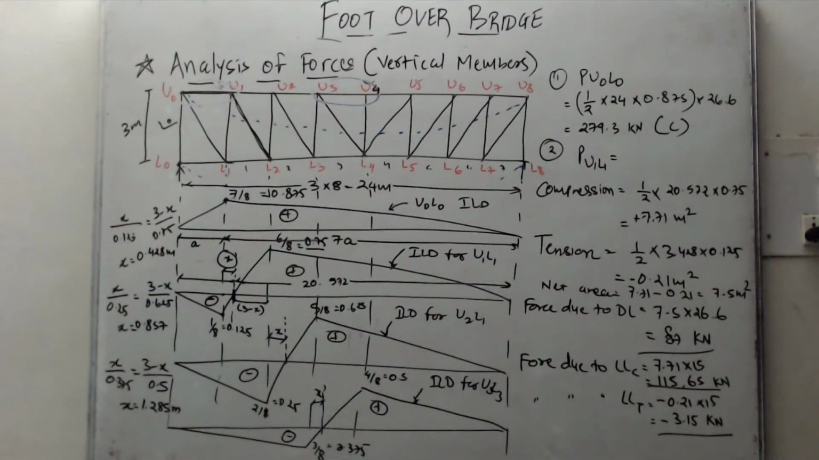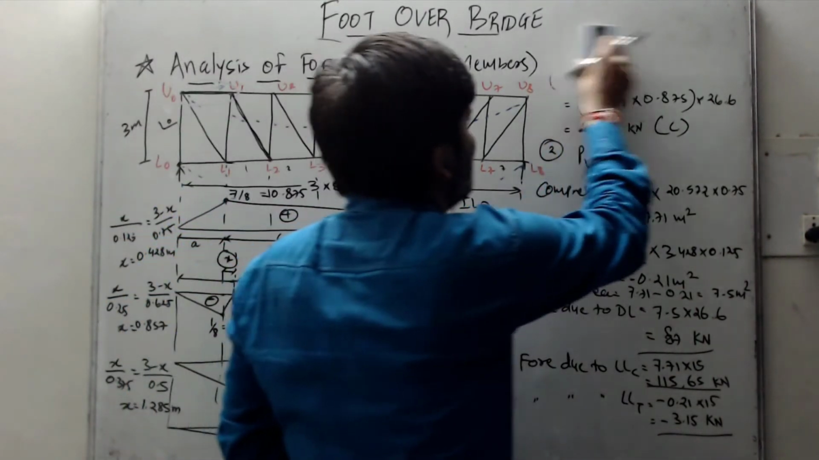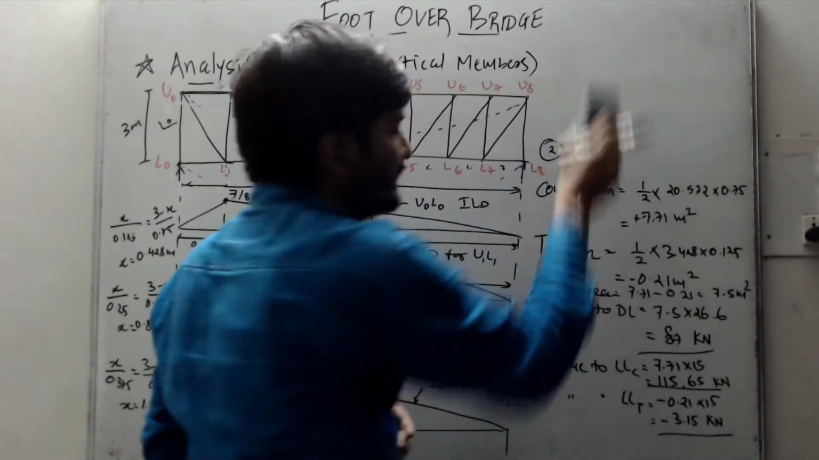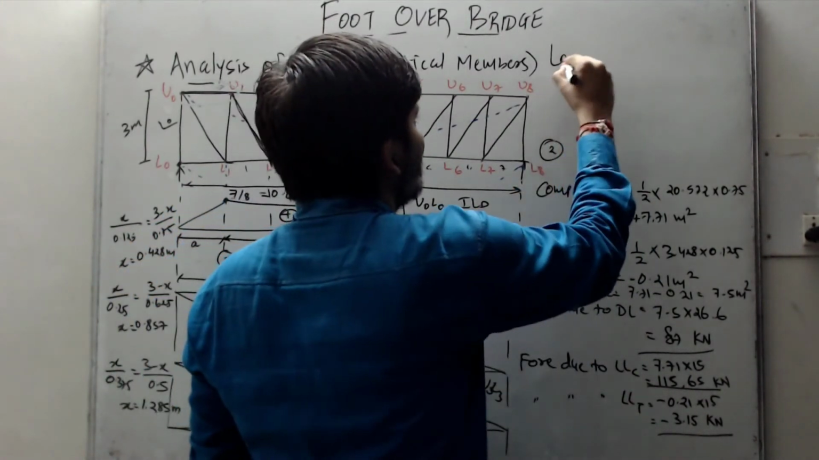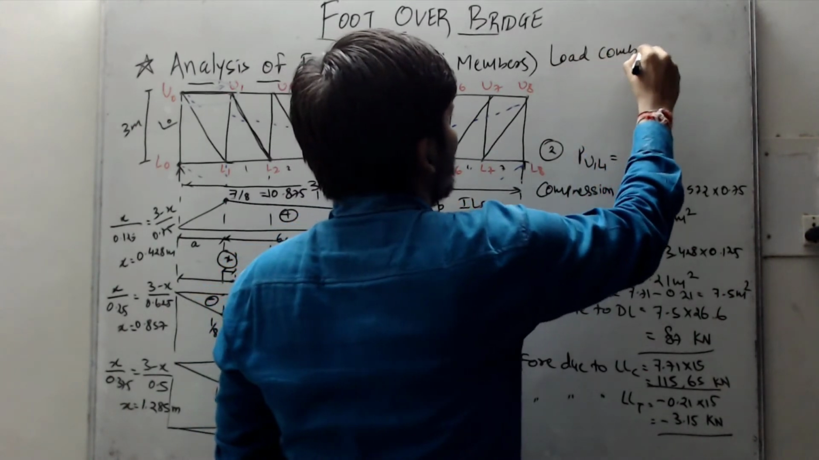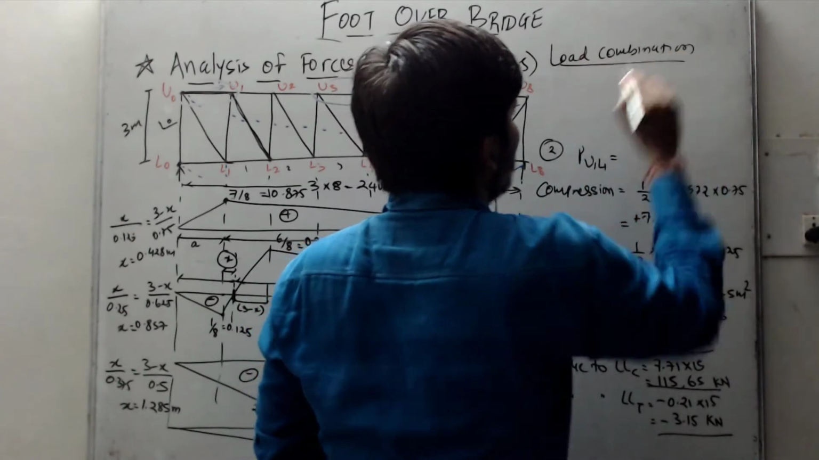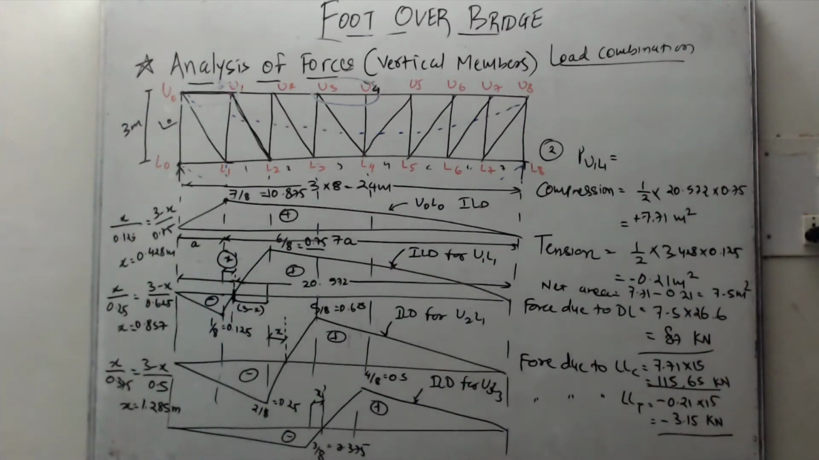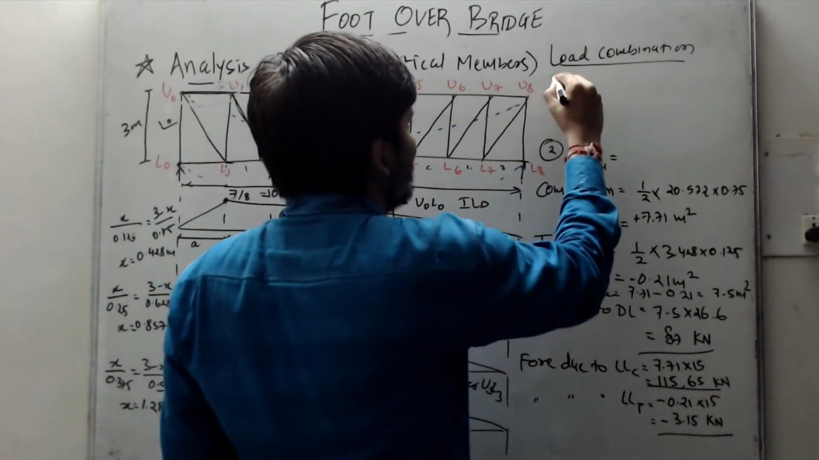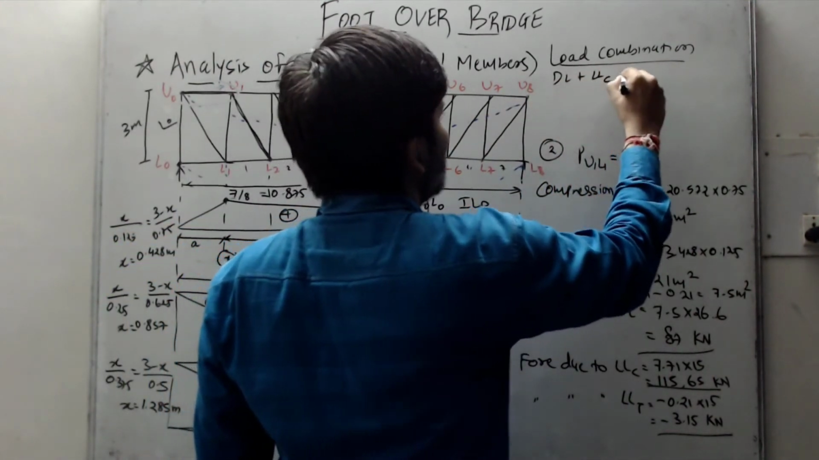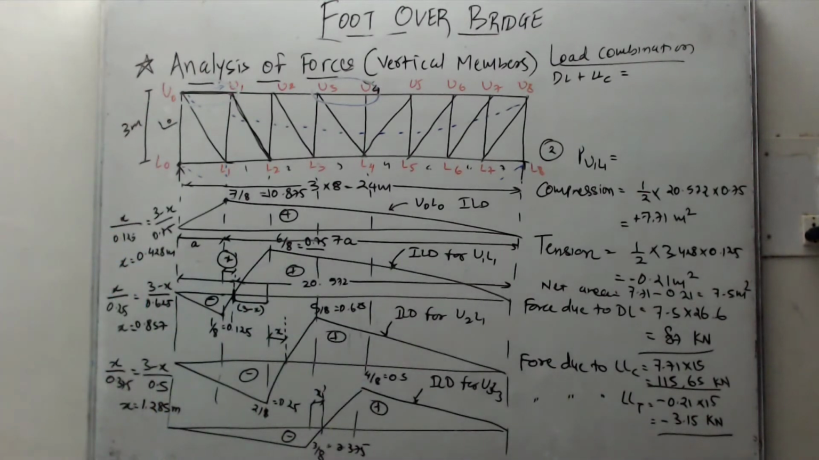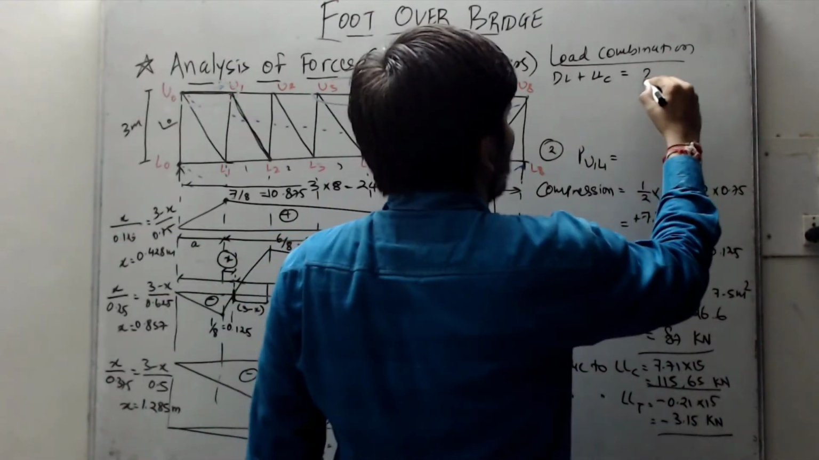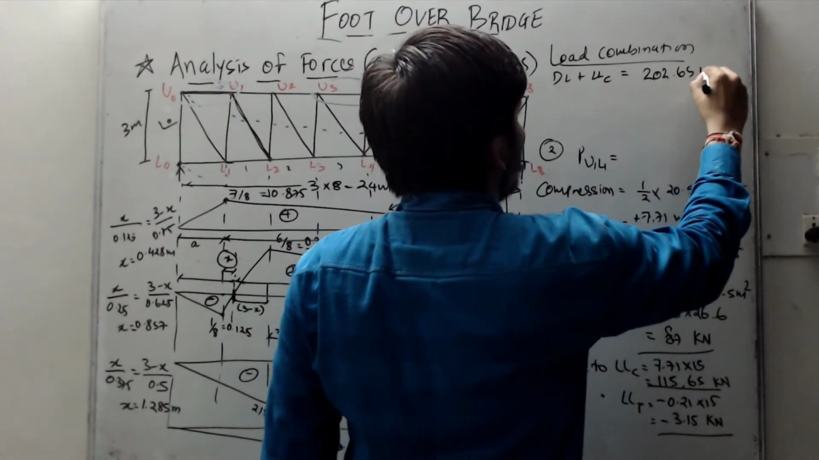Now let us check for load combinations. Because both the loads are acting simultaneously, we need to check for load combination. So first one is dead load plus live load compression. So this will give me the total value as 202.65, which is 87 plus 115.65. So 202.65 kilonewton. This will be in compression.